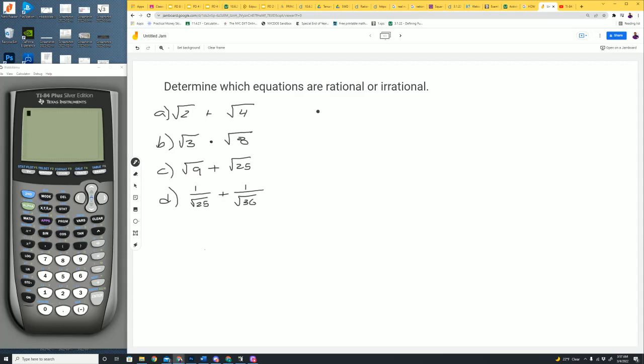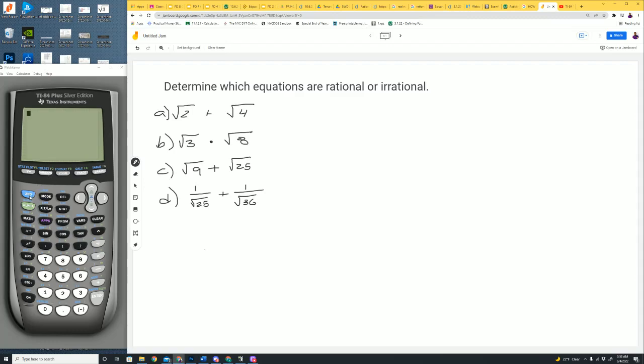Hey everybody, so I wanted to show you guys how we can determine if these are rational or irrational by using the calculator. So this is the square root of 2 plus the square root of 4. If we're not too sure how we can do it, we can just plug it into the calculator.